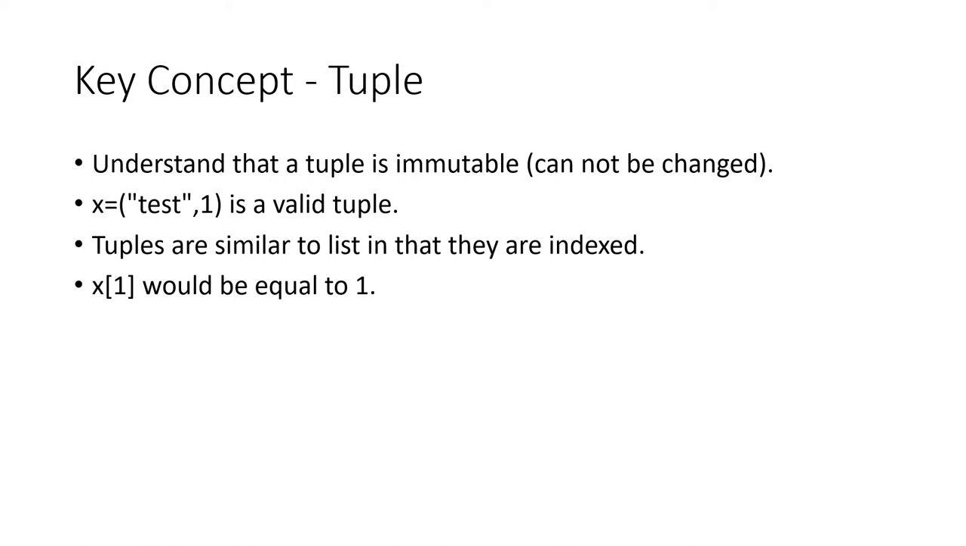Understand the tuple is immutable, it cannot be changed. So x equals test 1 is a valid tuple. Tuples are similar to list in that they're indexed. So if I put x1 on that tuple, it would tell me the value 1 because it's in the first position, or the 0, 1. So it's in the second position, but it's 0 indexed. So make sure you know tuples are immutable. Otherwise, they behave very similar to list.